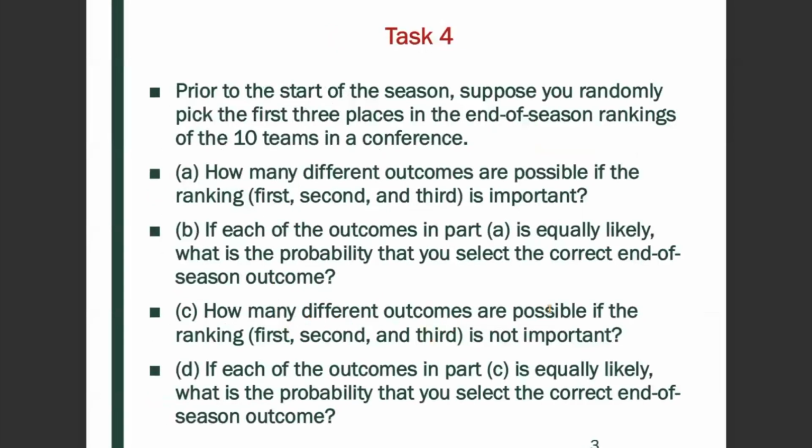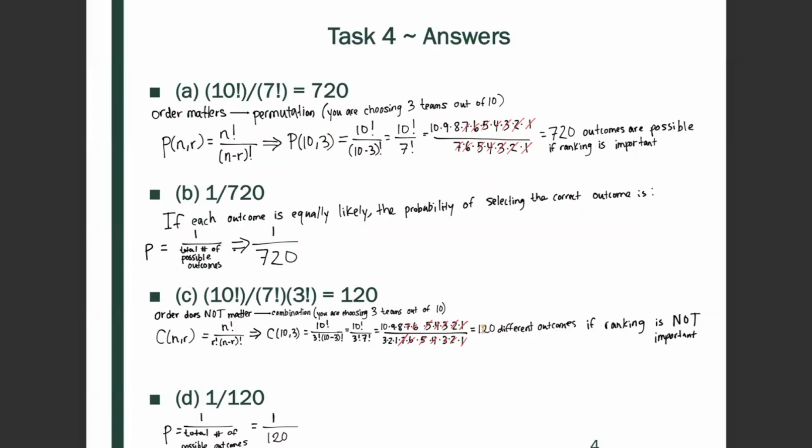How many different outcomes are possible if the ranking first, second, and third is not important? So here, since the order does not matter, we would be doing a combination. And so we are choosing 3 teams out of the 10 teams still. So this is the formula for combination. So we would have n factorial, where n is 10, the total number of teams, and r is the number of teams that we're choosing. So that's 3.